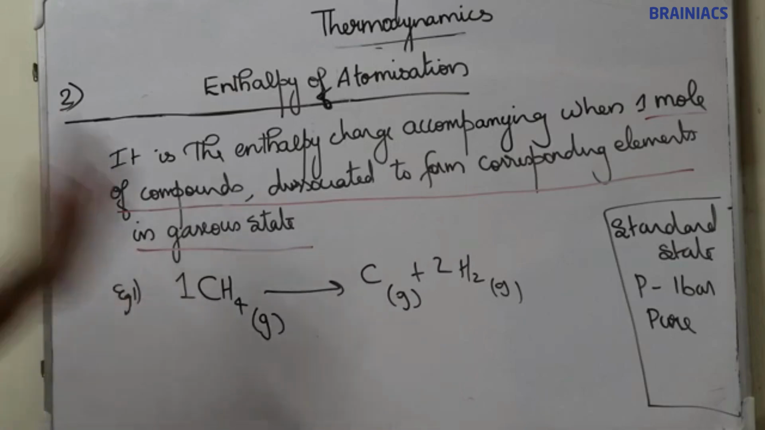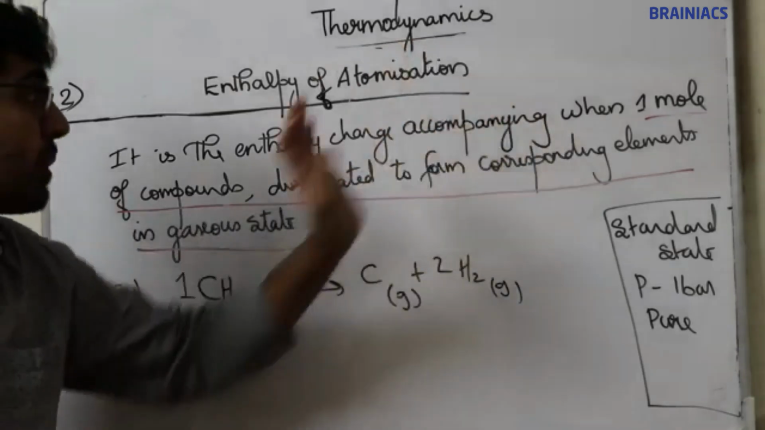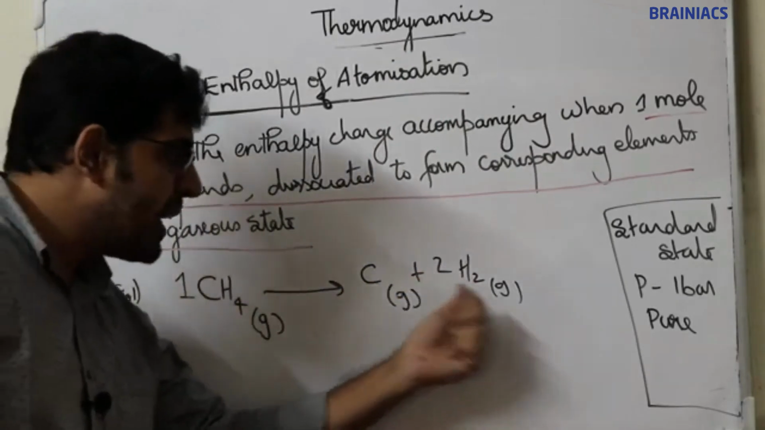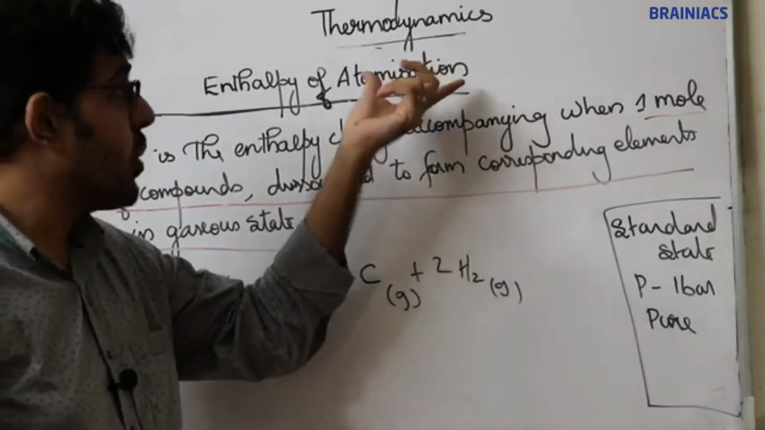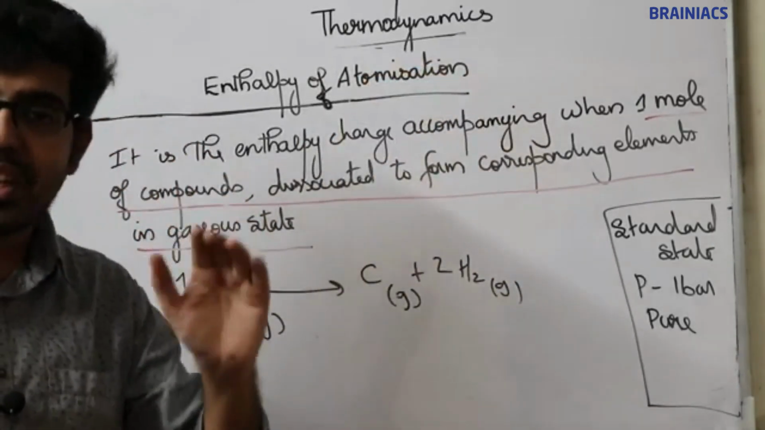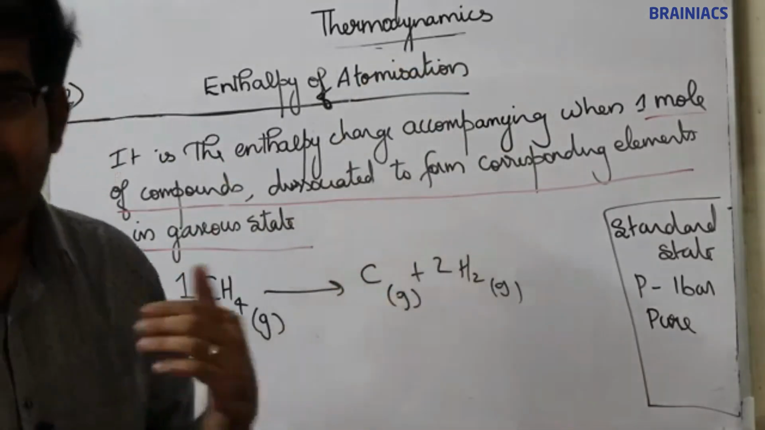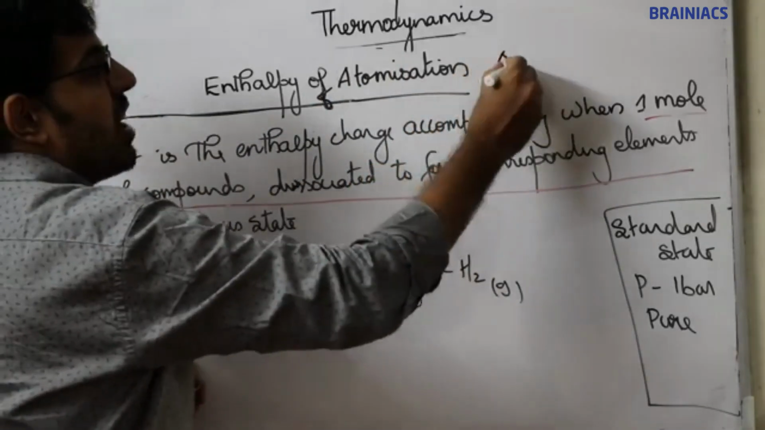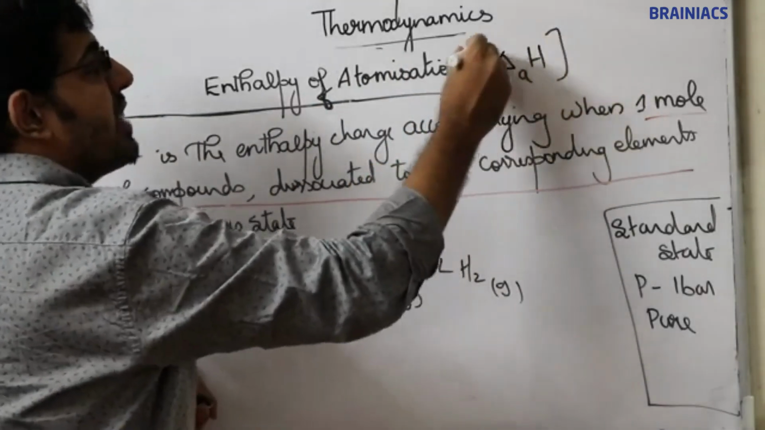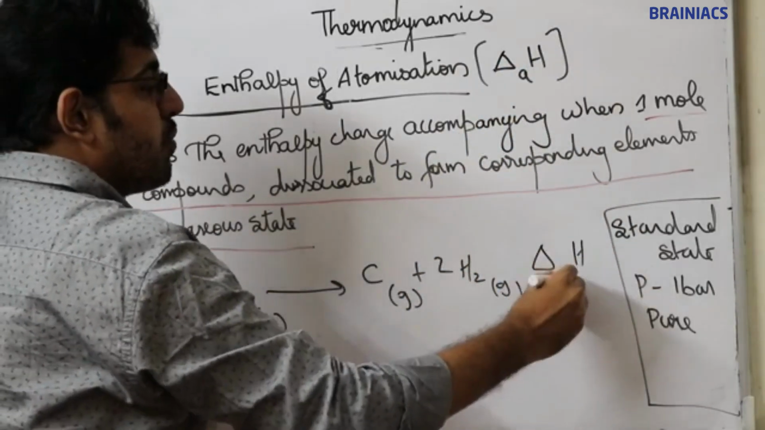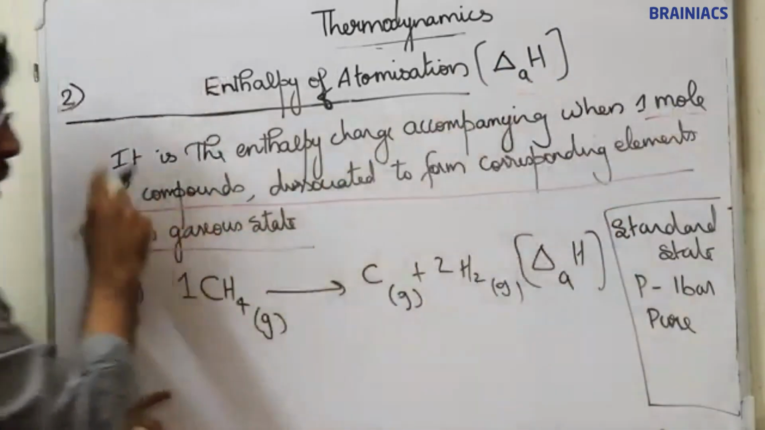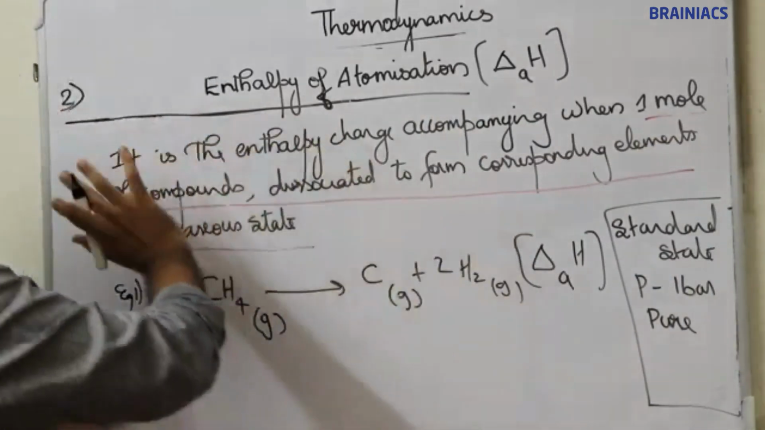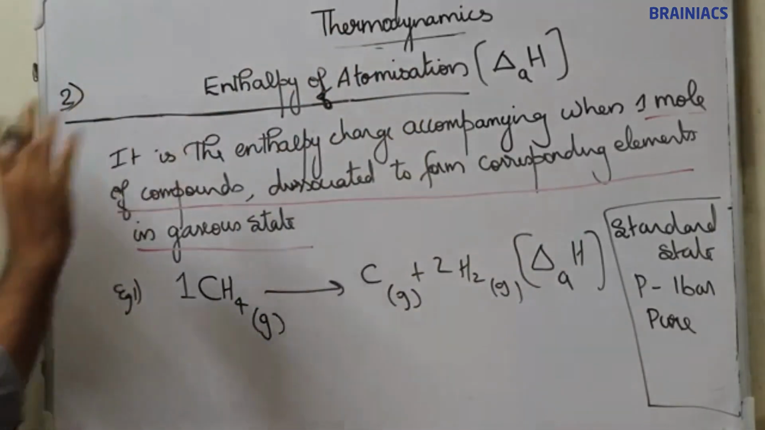It is the enthalpy change accompanying. Okay, what is an atomization reaction? When 1 mole of compound dissociates to form corresponding elements in gaseous state, those reactions are known as atomization reactions, and the enthalpy change accompanying those reactions is known as enthalpy of atomization, represented by delta HA. It is the enthalpy change accompanying when 1 mole of compound dissociates to form corresponding elements in gaseous state. Okay, this is known as enthalpy of atomization.